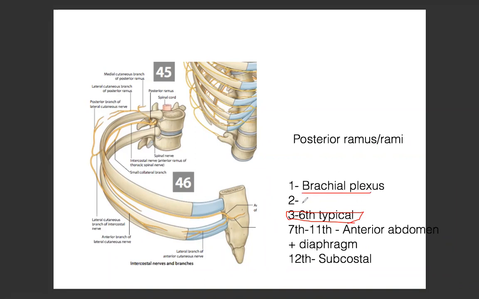So the first one supplies the brachial plexus, the second one supplies the upper limb. The 7th to 11th supply the anterior abdominal wall and the diaphragm, while the 12th one is the subcostal nerve. Since it is a subcostal nerve, it goes to the abdominal wall. It doesn't supply anything in the thorax. Make sense?